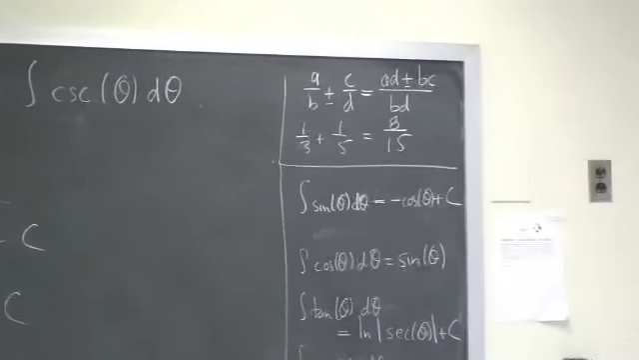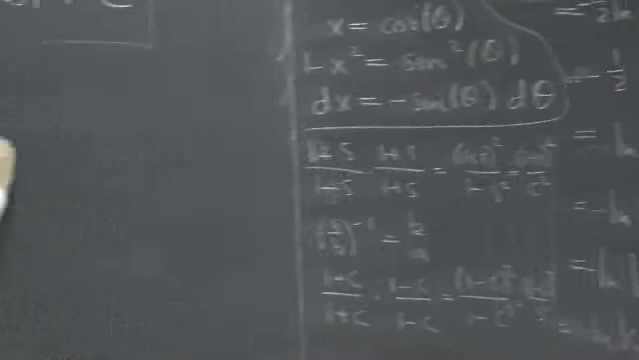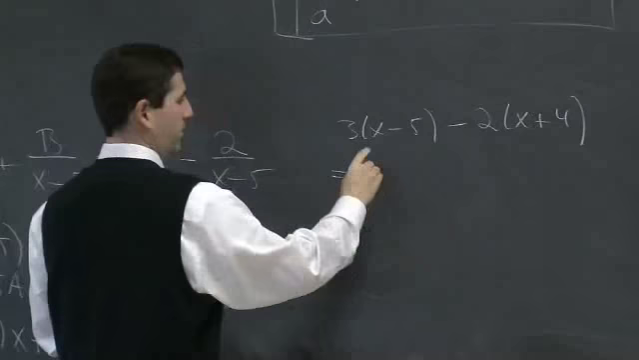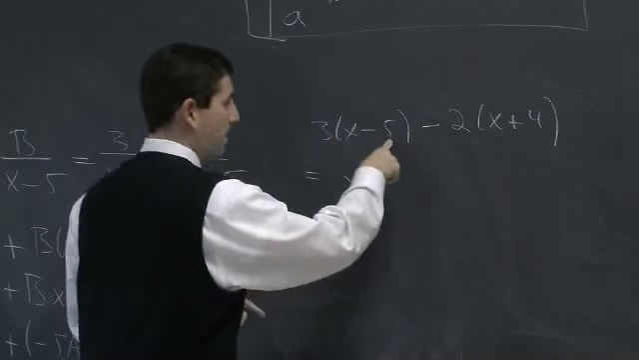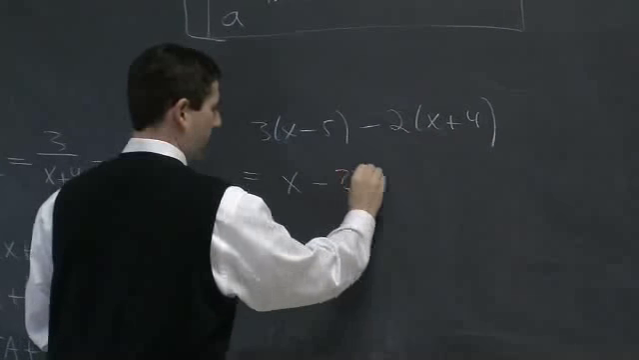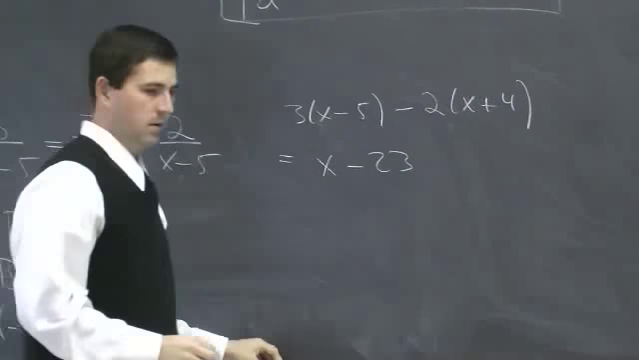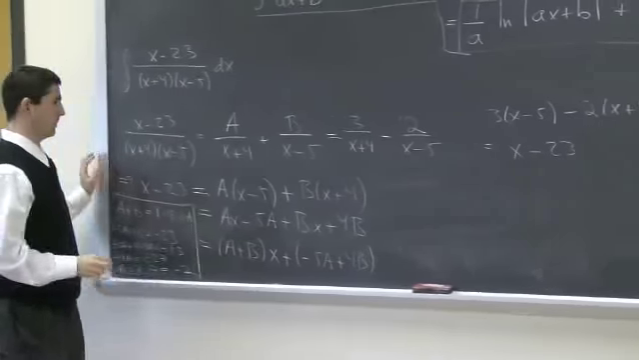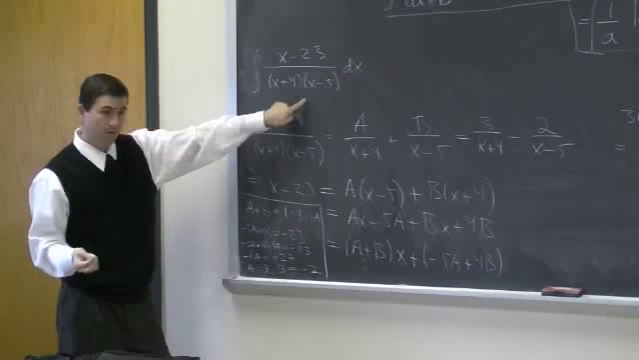You just have to do 3 times x minus 5, minus 2 times x plus 4. Right? So this becomes 3x minus 2x, which is x. Then you have minus 15 minus 8, which is minus 23. X minus 23 is exactly what you wanted. Okay? So you can test this. But the other nice thing is we can now solve this integral.